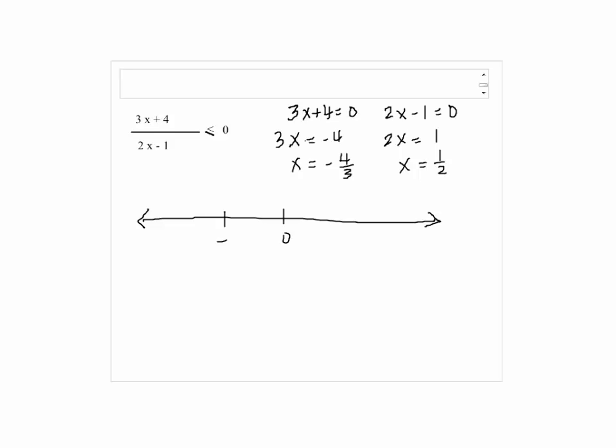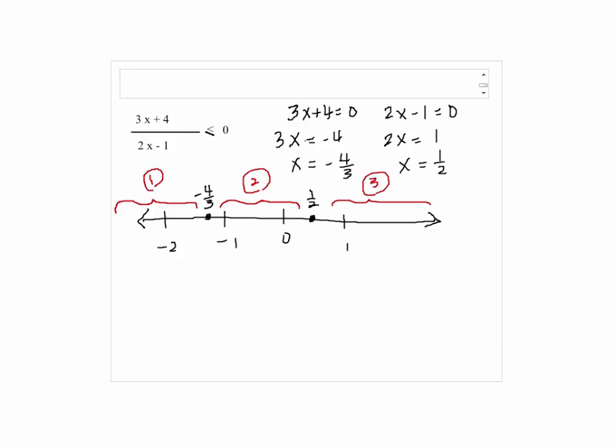So we have -4/3, so it would be right here, and 1/2, so it will be right there. So notice that we have 3 intervals. First one is less than -4/3, the second one will be in between -4/3 and 1/2, and the third interval will be greater than 1/2.